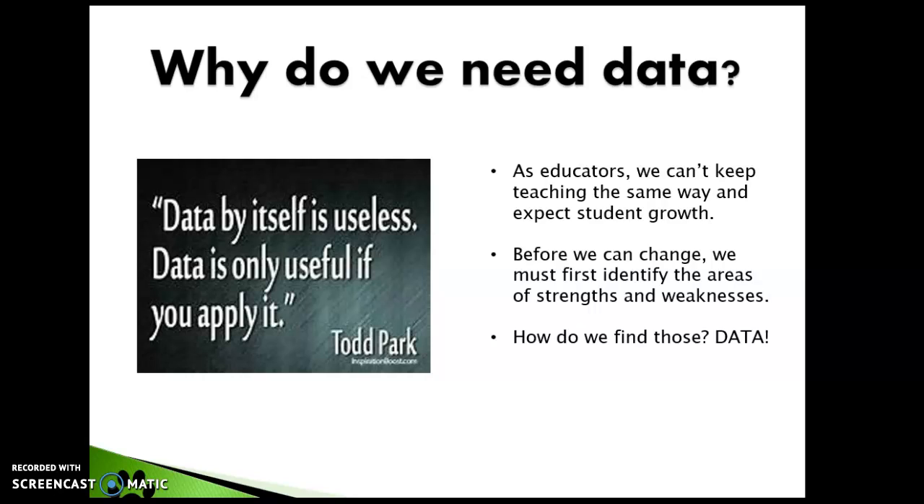So, as educators, we can't keep teaching the same way and expect student growth. If we just get caught in a rut and we don't change our teaching styles to fit our students' needs, our data is going to reflect that. Before we can change, we must first identify the areas of strengths and weaknesses. And how do we find those? By looking at and analyzing data.